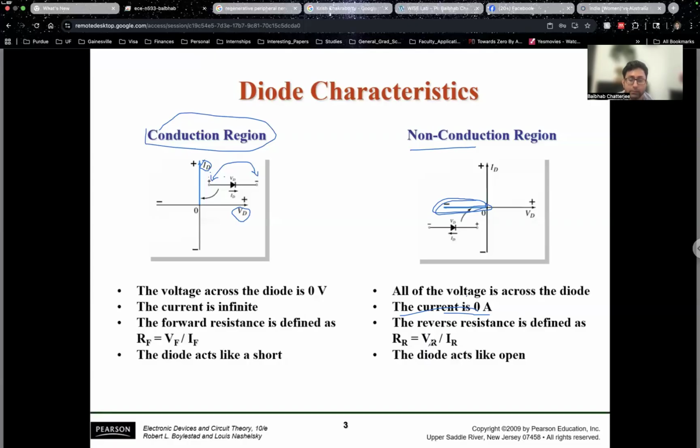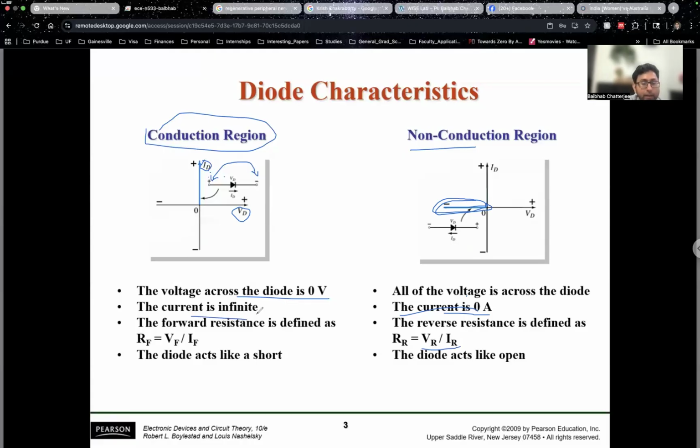The resistance is defined as voltage over current, right? VR over IR. Now, since the current is 0, this resistance is infinitely large. And infinitely large resistance means the diode is acting like an open circuit. In the conduction region, the voltage across the diode is 0 volt. The diode is acting like a short. And for a short circuit, the voltage across it is 0 volt, because that's the definition of a short circuit.